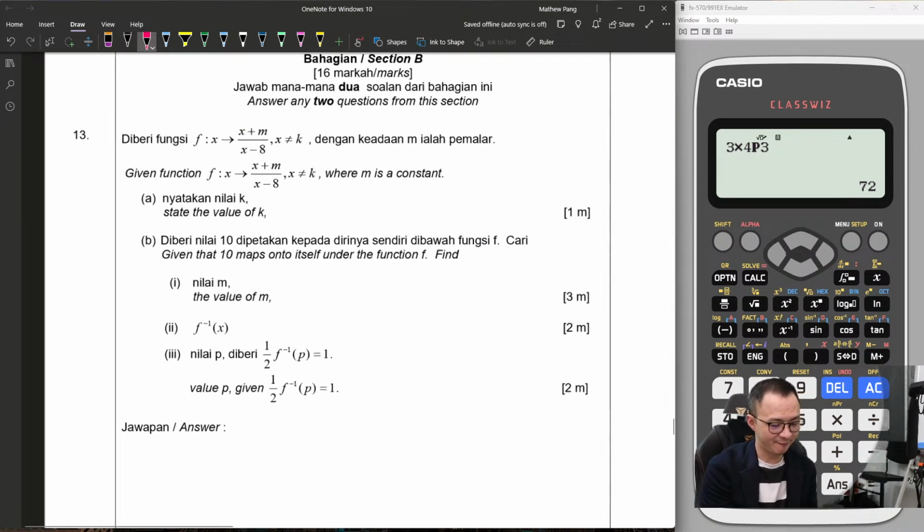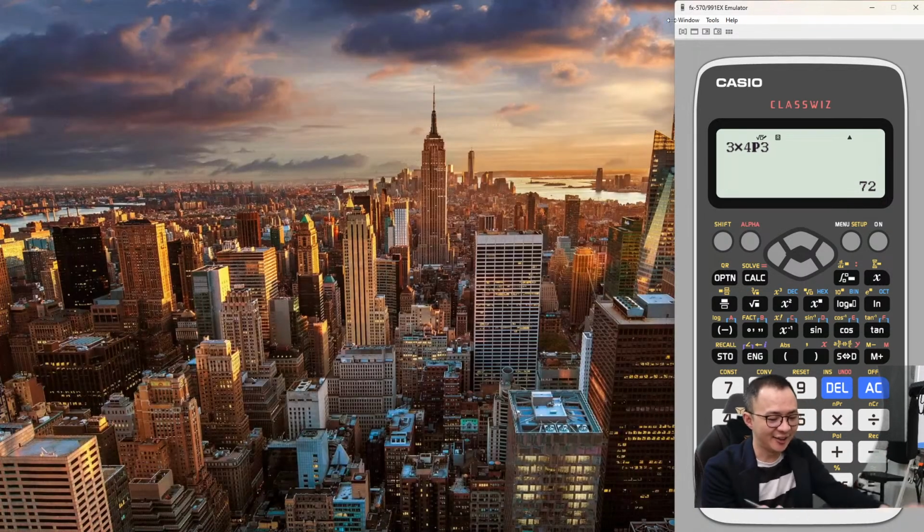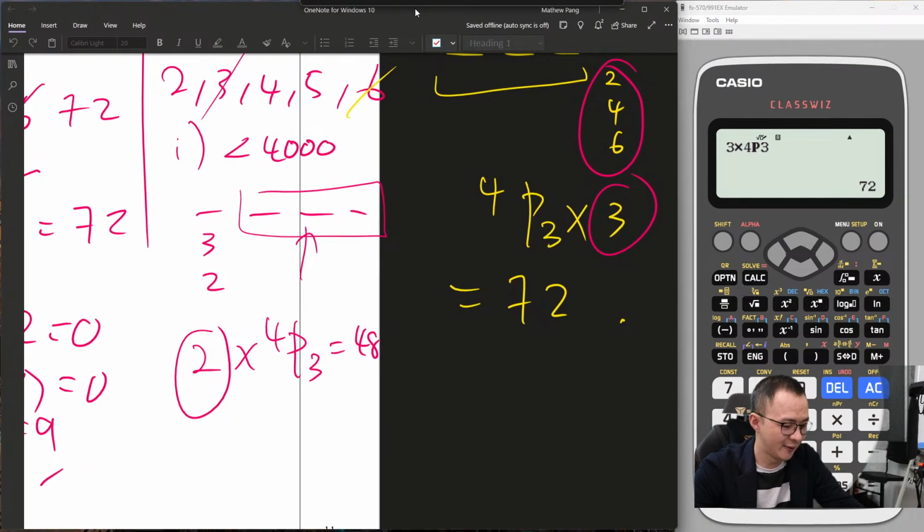Done. 13. Function. I can't change color again. This stupid OneNote can never be right. Oh my god. I hope OneNote will be better one day.